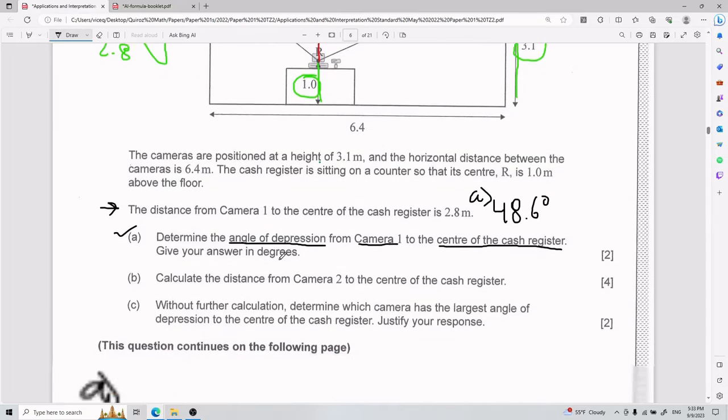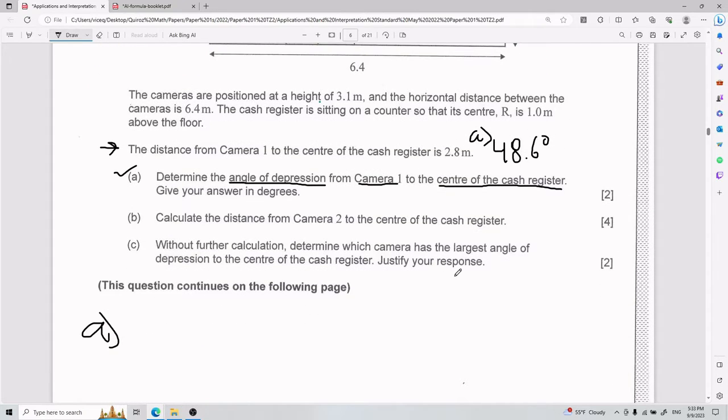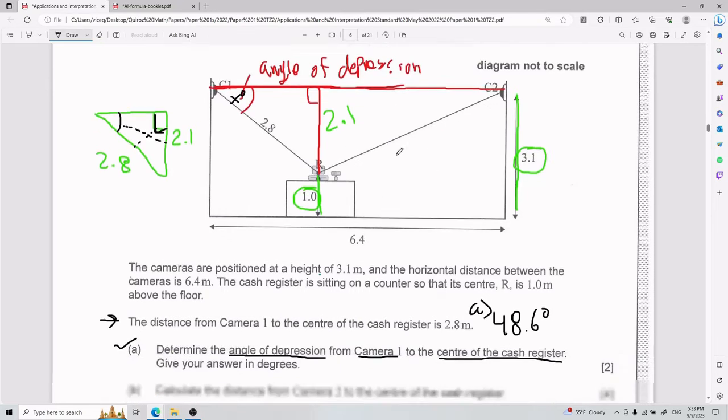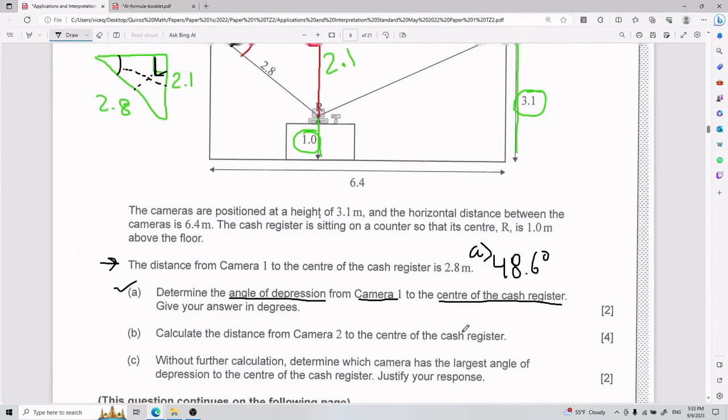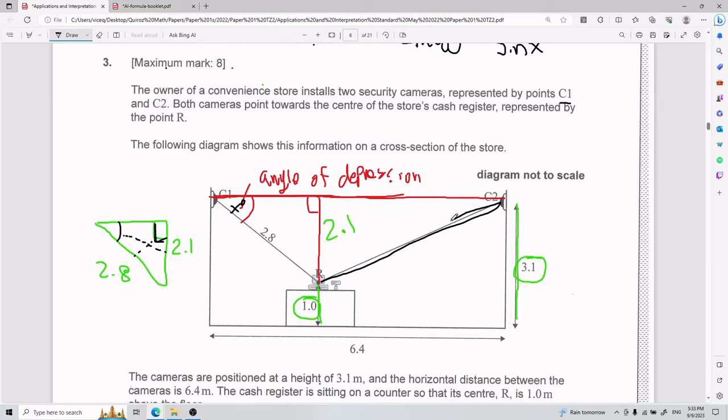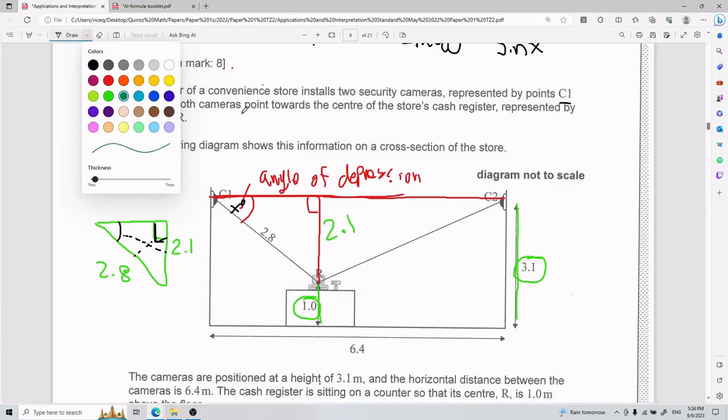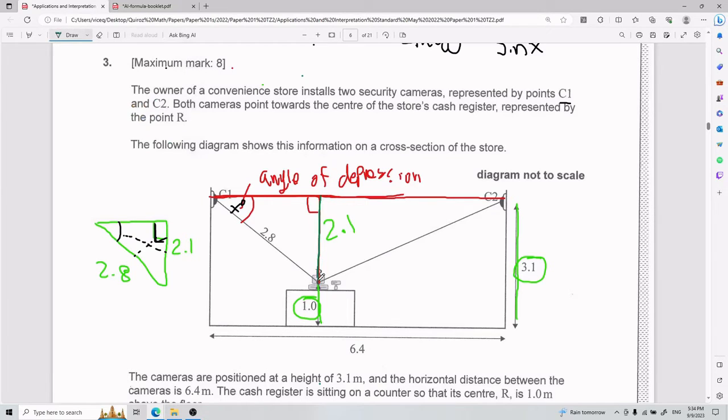Boom. For part B, we need to calculate the distance from camera 2 to the center of the cash register. So the distance from camera 2 to the center of the cash register is this line here. All right, so, much like I mentioned earlier, the hard part of these exercises is getting the dimensions of the triangle that you want. And for that, you need to identify which triangle you want. So the triangle that I'm looking for is going to be this one here, the one that I'm putting in green right now. I know that I have 90 degrees here. I know that this side is 2.1, but I know nothing else.